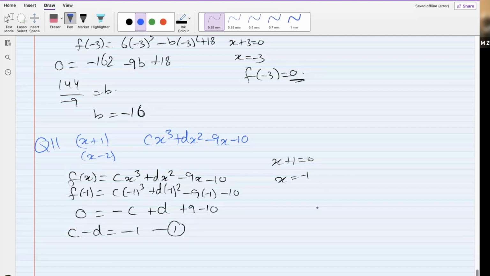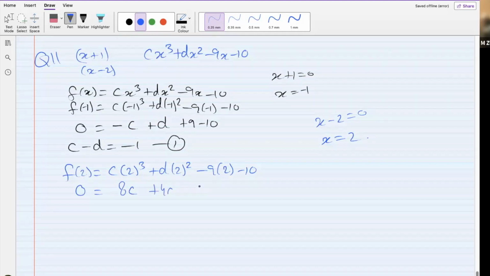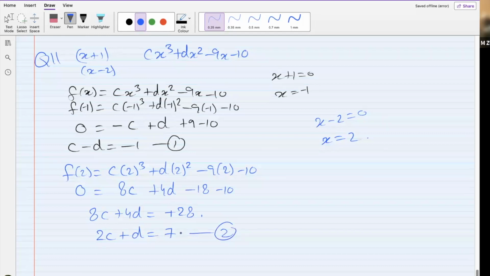And then we have another factor which is x minus 2. So value of x is 2. So f of 2 is equal to c into 2 cube plus d into 2 square minus 9 into 2 minus 10. The remainder is 0. 2 cube is 8. 2 square is 4. 9 2 times is 18 and minus 10. So this is minus 28. 8c plus 4d is equal to 28. And we can divide the full expression with 4. So this becomes 2c plus d is equal to 7, equation 2.